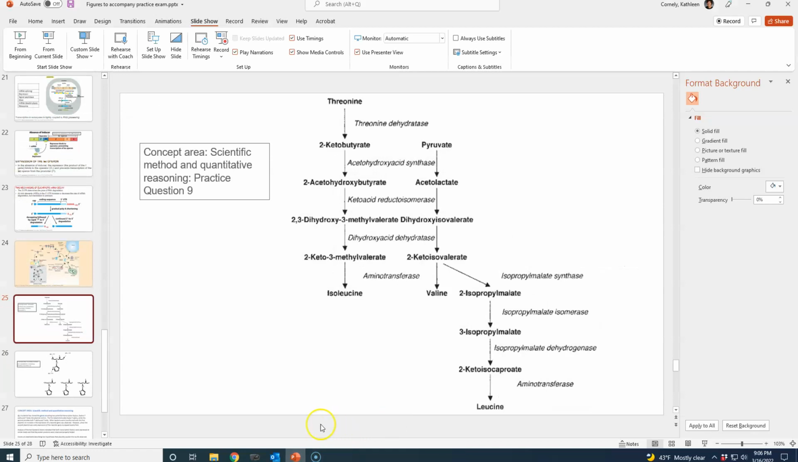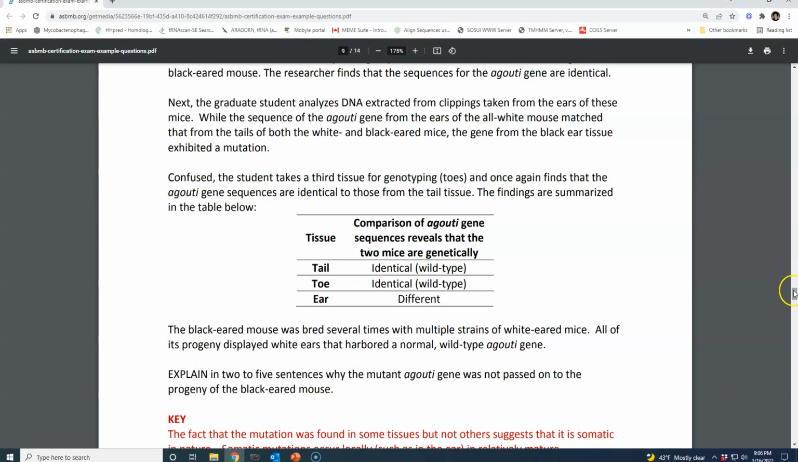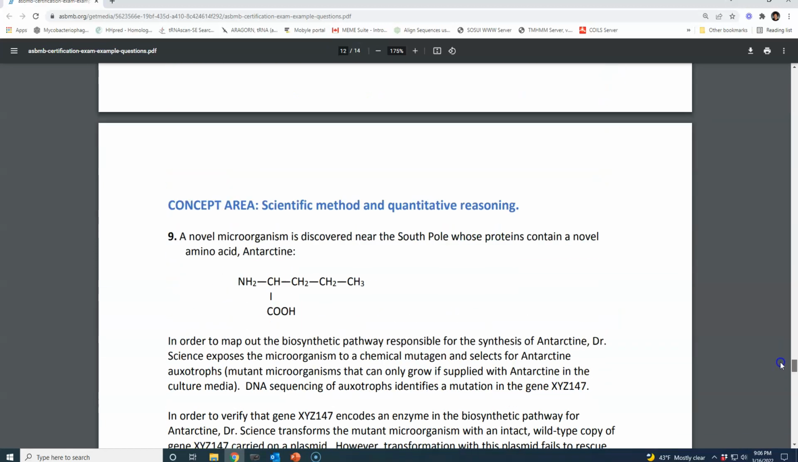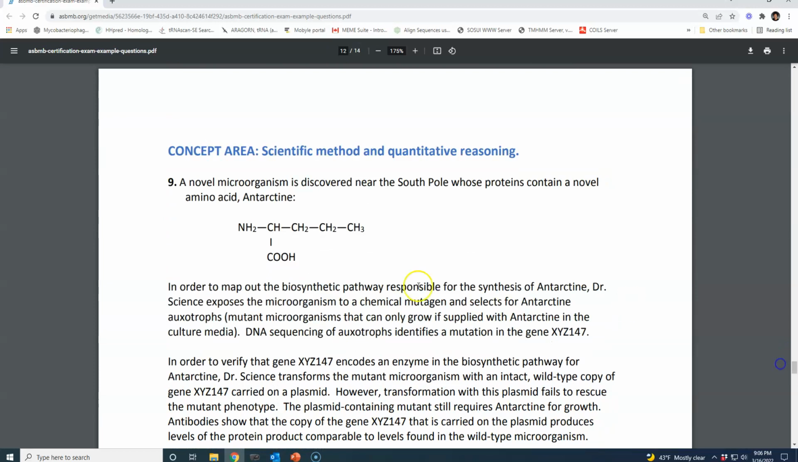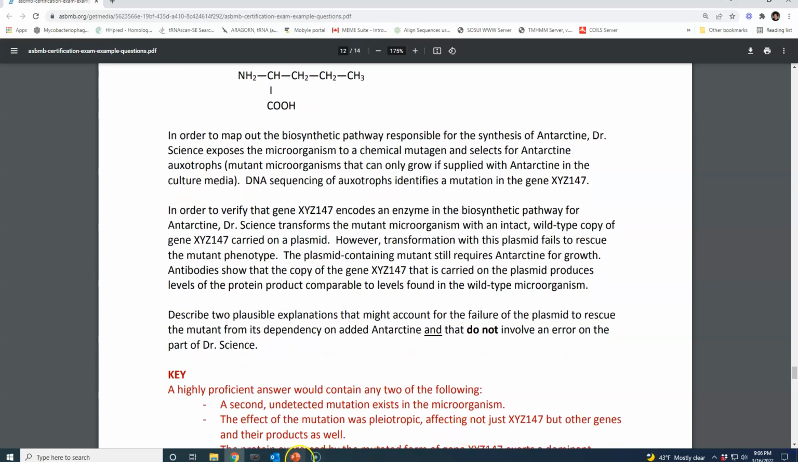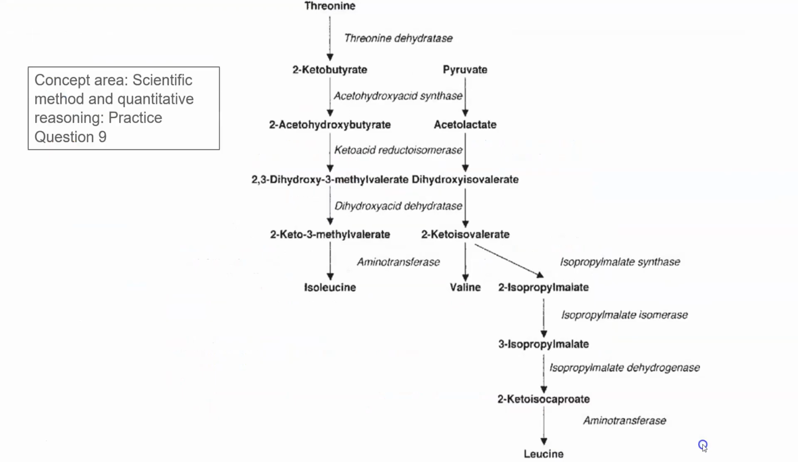So the next question gave you a hypothetical novel amino acid called antarctine. I decided that I was more interested in real enzymes, so I went and looked up the sequence for these branched chain amino acids.